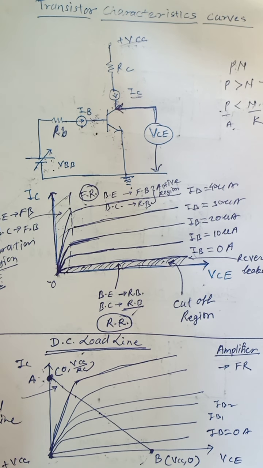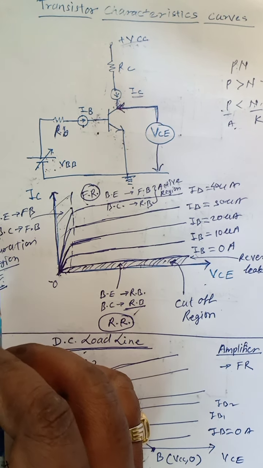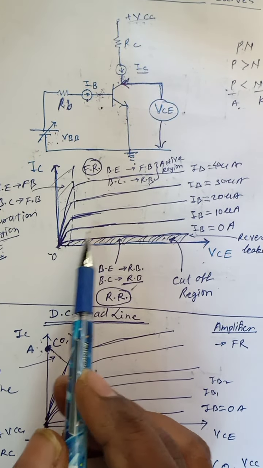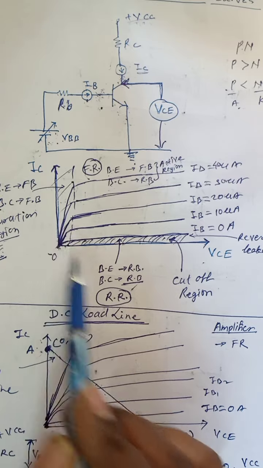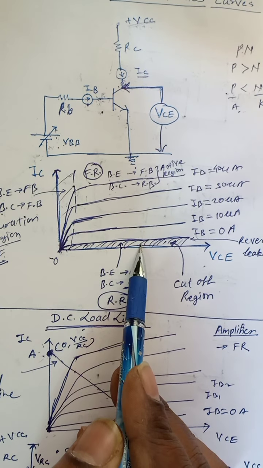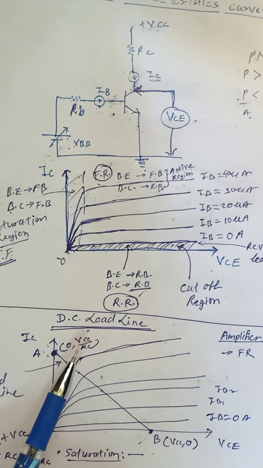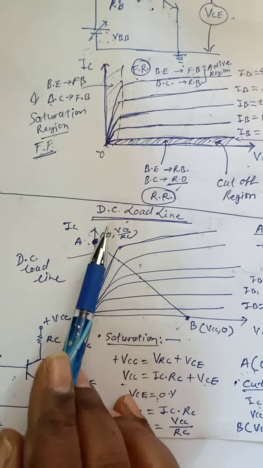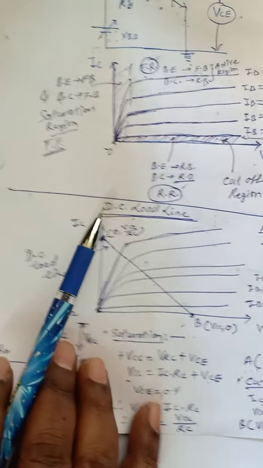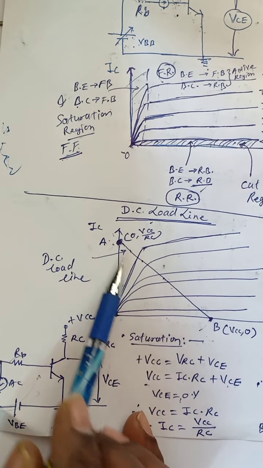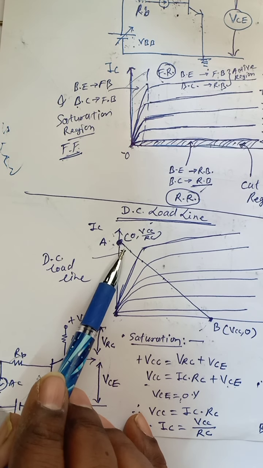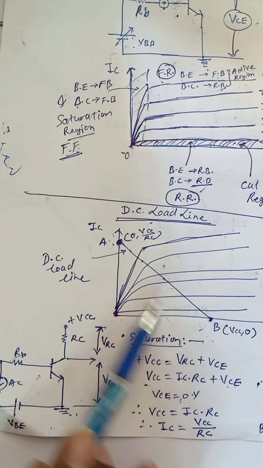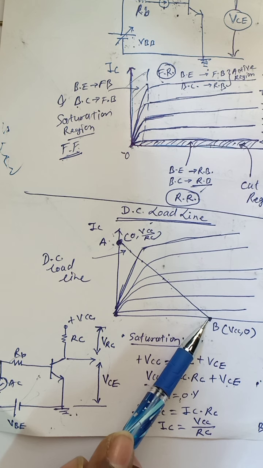Good morning. Last time we saw the transistor characteristic curves. These curves are divided into three parts: saturation region, active region, and cutoff region. And after that we saw the DC load line. What is the DC load line? DC load line is a line joining, on the characteristic curves, the two extreme conditions of a transistor.